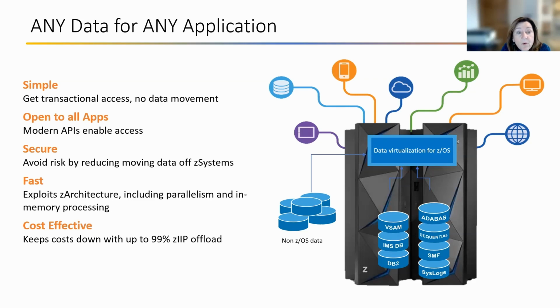Secure, avoid the risk by reducing the movement off of Z systems, as I talked about a minute ago. Needs to be fast, exploiting Z architecture. We talked about parallelism, in-memory processing, and cost effective. That 99% of zIP offload really helps from a cost perspective.